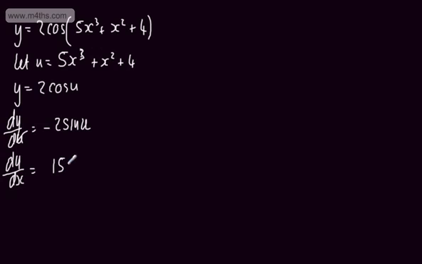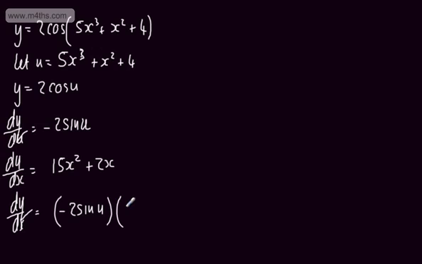So multiply down by the power and drop the power by 1. Multiply down by the power and drop the power by 1. And differentiating a constant gives us 0. So we can now say that dy by dx by the chain rule is dy by du multiplied by du by dx. So we're going to get minus 2 sine u. And then we will multiply this by the 15x squared plus 2x.